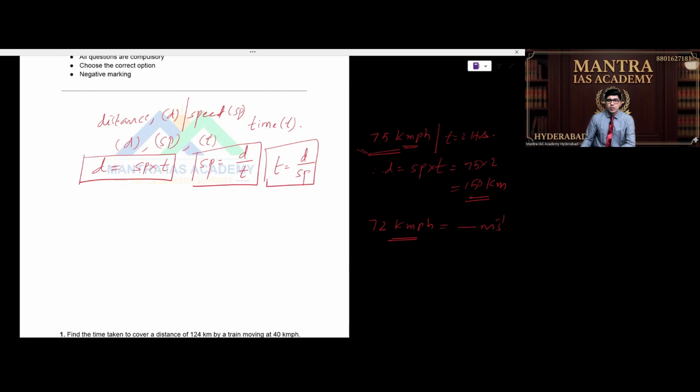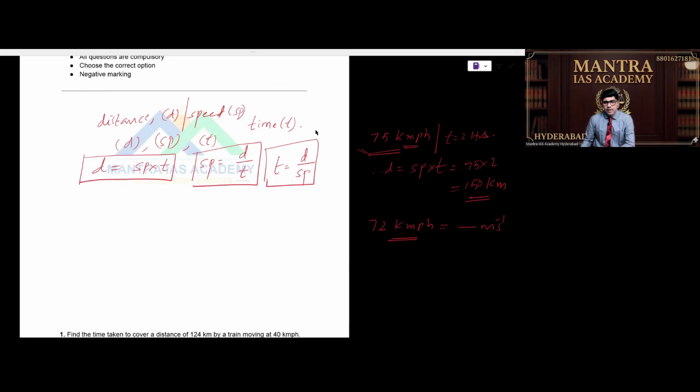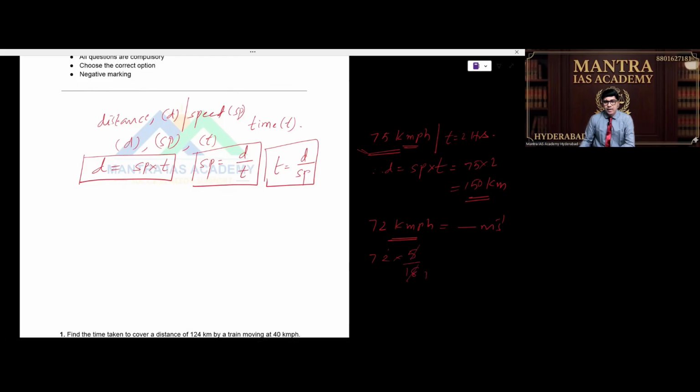From kmph to meter per second, we have to multiply with exactly 5 by 18. So 72 into 5 by 18. 18 fours are 72, and the 5 stays as it is. 4 into 5, 4 fives are 20 meters per second.